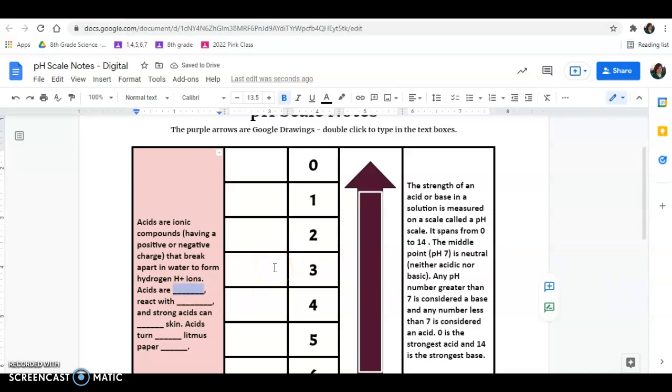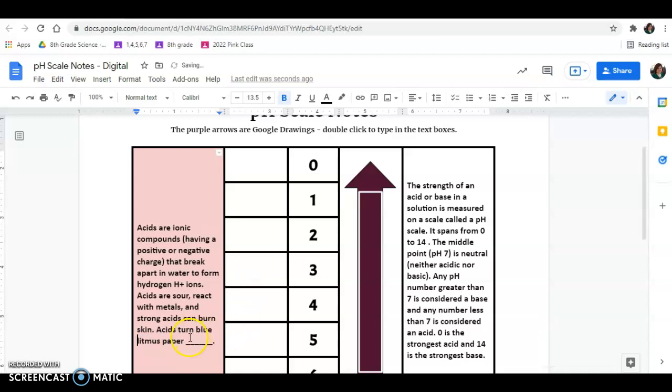Any kind of food that's an acid is going to have a sour taste. They're going to react with a metal, which means they can corrode the metal and damage it. Very strong acids can burn your skin. And then there's this stuff called litmus paper. It's literally a strip of paper. If you take the blue litmus paper and dip it in an acid, it's going to change to red. Okay, that is the acid section.